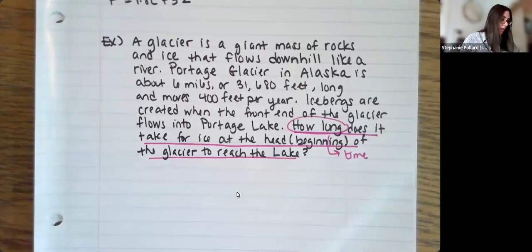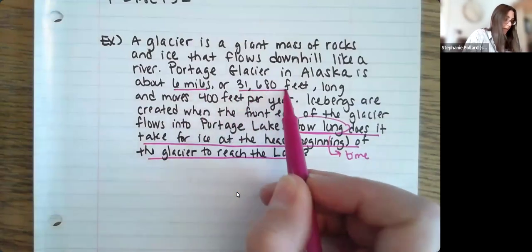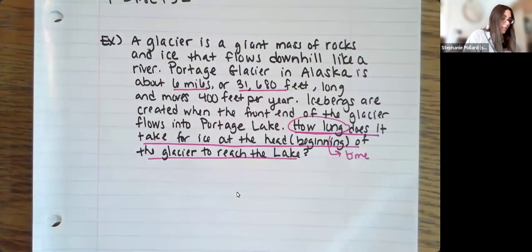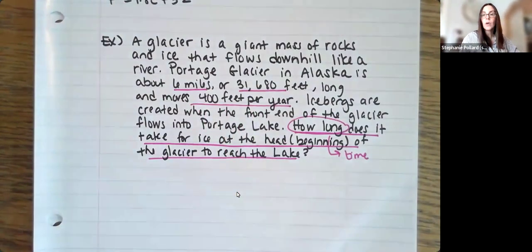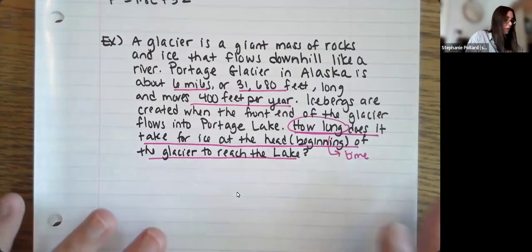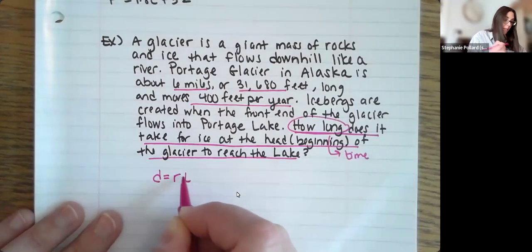The other thing you're going to notice is you do see two things. You see a distance. So the length of this is 6 miles or 31,680 feet. And you also see a speed, 400 feet per year. So I'm seeing distance, I'm seeing a speed, and I'm seeing time. And remember, speed and rate are the same idea. So rate we often use for speed a lot, or sometimes for percentages as well. So this one here is making me think that I should be using my distance equals rate times time formula.